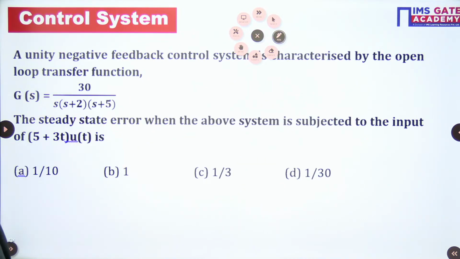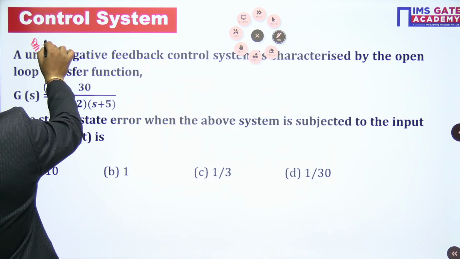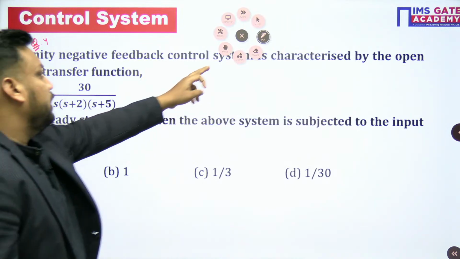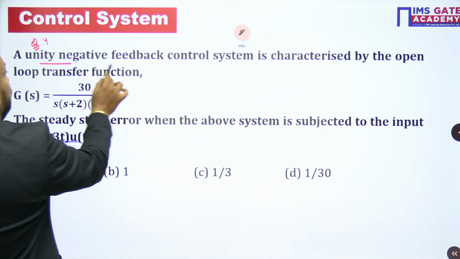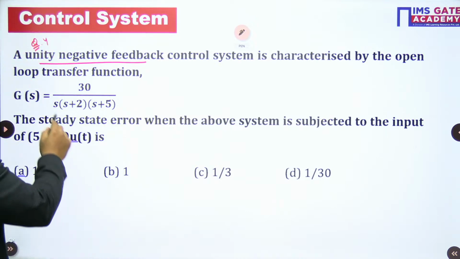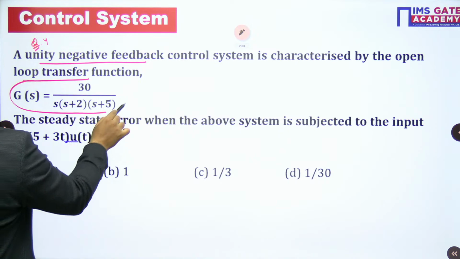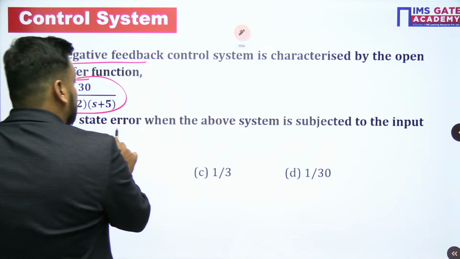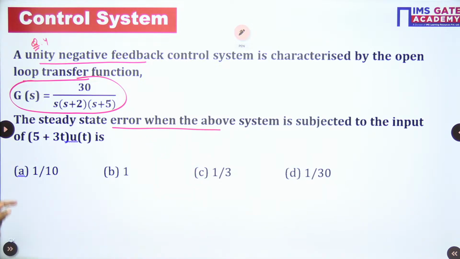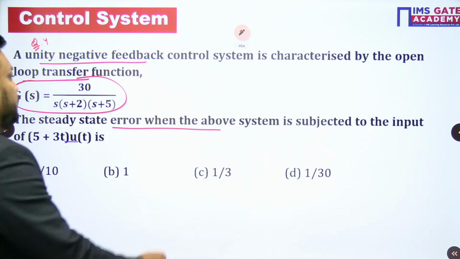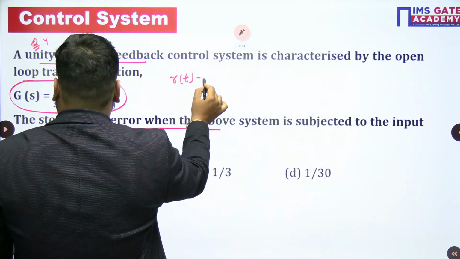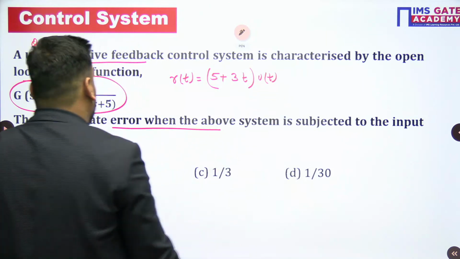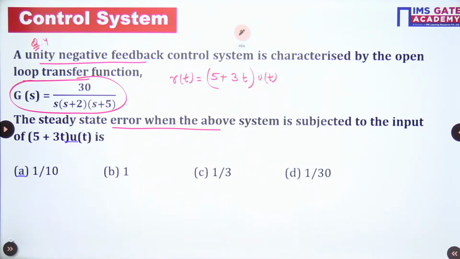Now question number 4, control system. Try to solve this fast, guys. A unity negative feedback control system is characterized by the open loop transfer function 30 upon s into (s plus 2)(s plus 5). The steady state error is asked when the above system is subjected to the input r of t equals (5 plus 3t) into u(t).